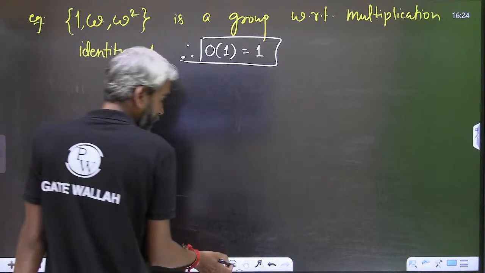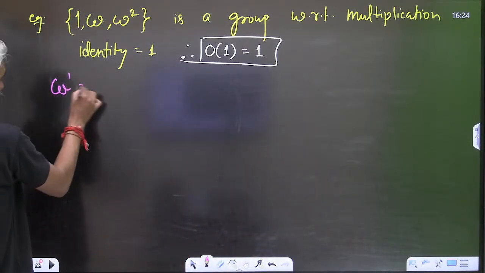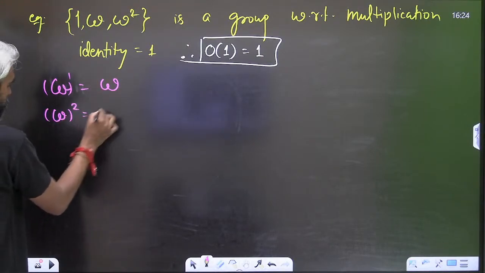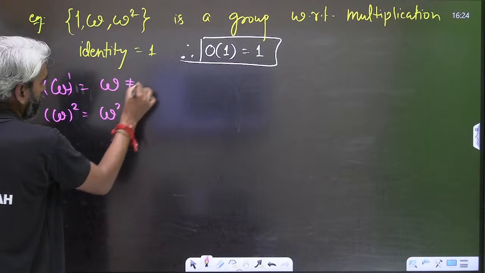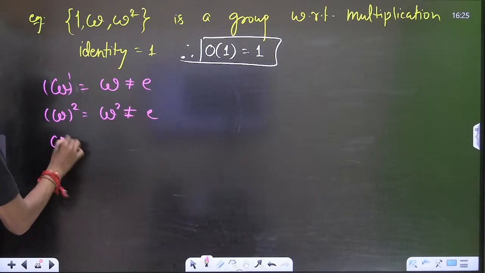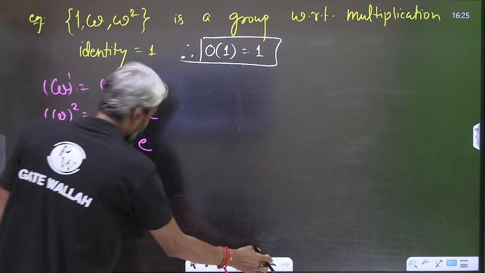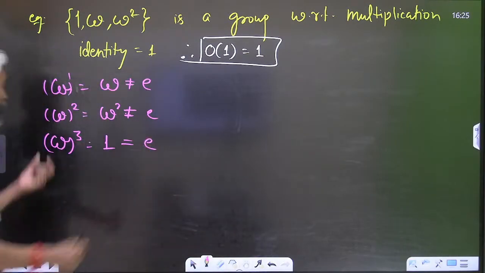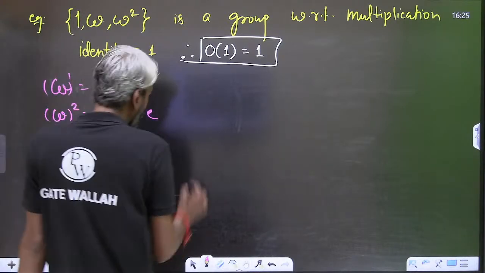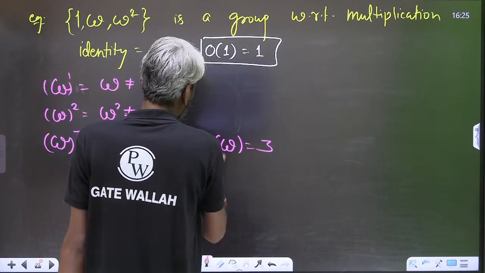Now let's look at the remaining elements. Let's take omega. Omega raised to the power 1 will be omega only. Omega raised to the power 2 will be omega square. So this is not equal to the identity element. But omega cube is actually equal to 1, which is the identity element. So for power 3 of omega we get the identity element. Therefore, the order of omega will be 3.